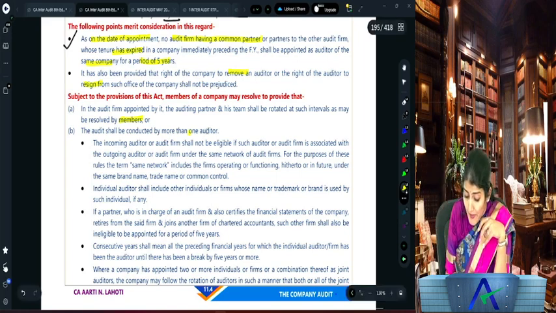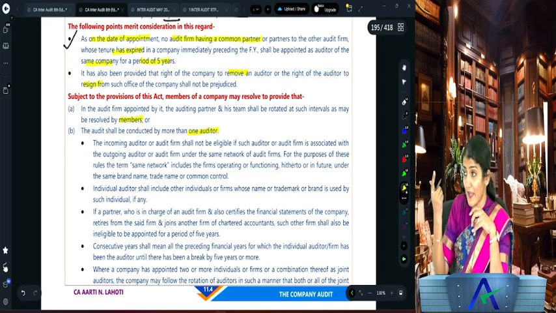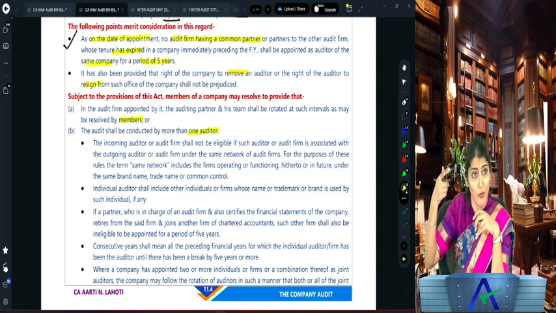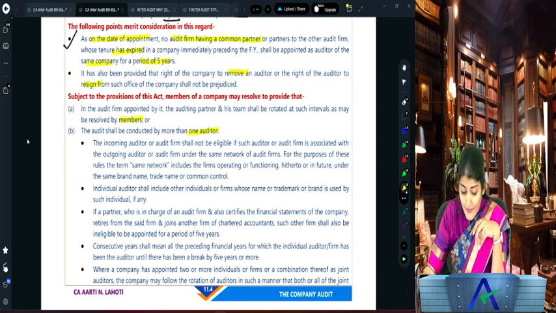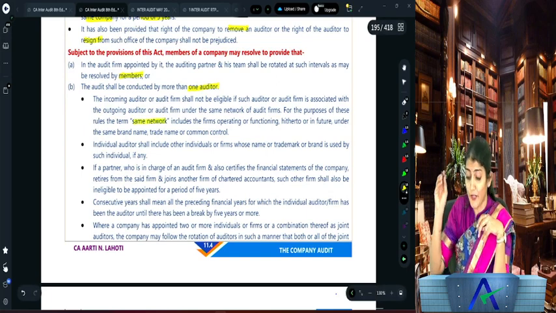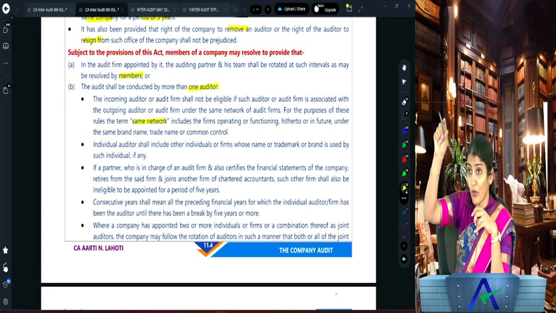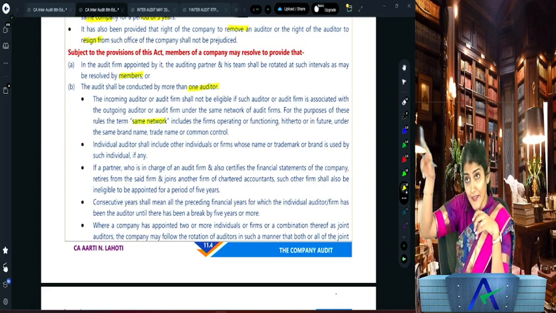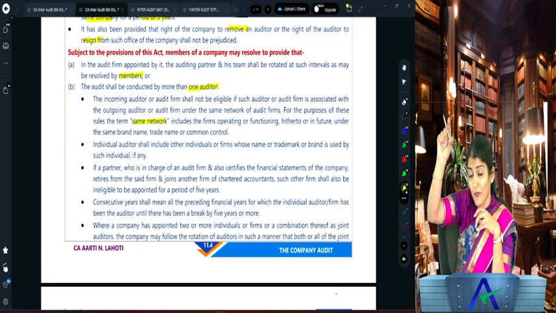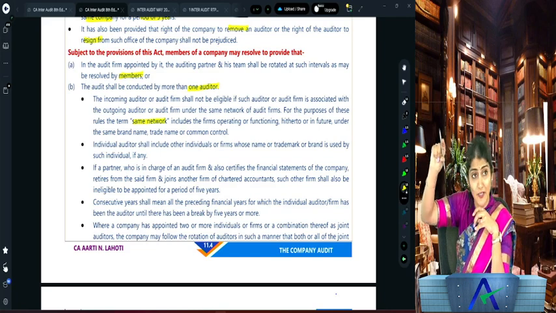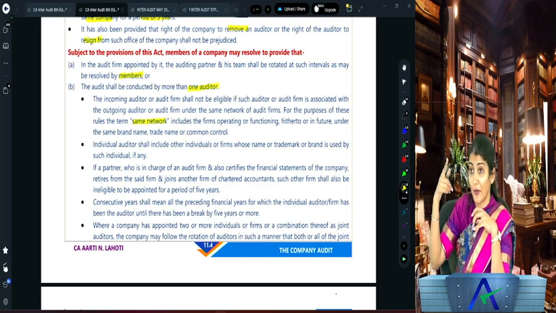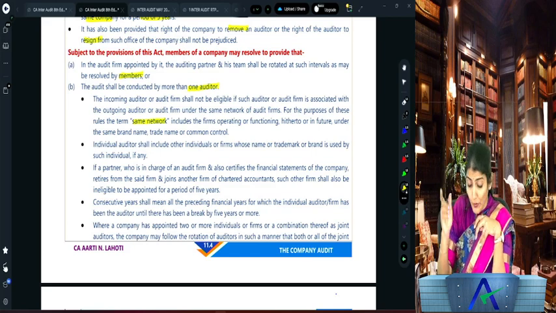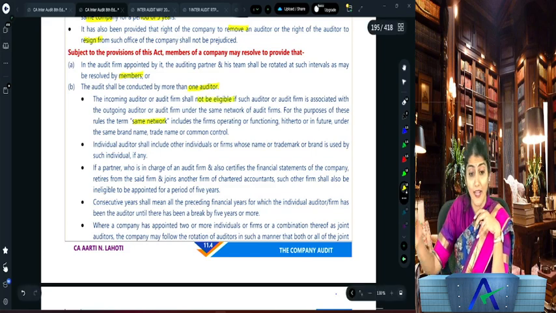Can the audit be conducted by more than one auditor? Yes. They could have joint auditors and more than one firm of auditor. Right? Then same network, can that firm do the audit for 5 years? You remember north, east, west, south, all the same network firm. Can the entire network do the audit if one member of the network firm has completed 5 year or 10 year? No, the entire network cannot do the audit for the 5 years. So the cooling period has to be followed for the entire network.